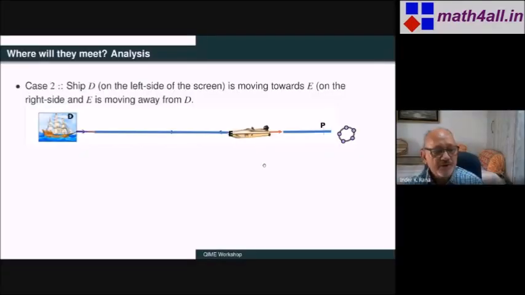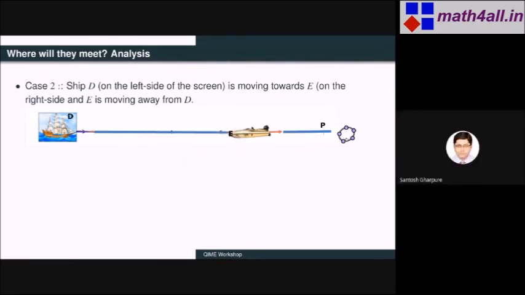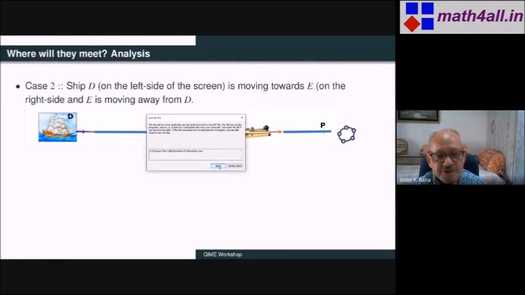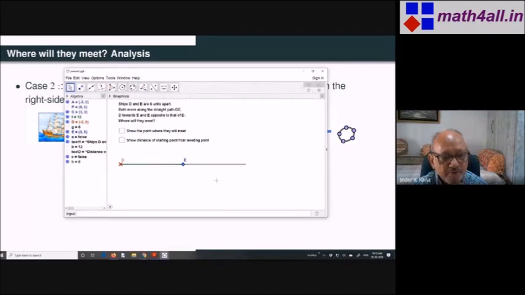In GeoGebra, the problem we are looking at is D is moving towards E and E is moving away from D. So the point P where they will meet, we were trying to see it in GeoGebra. So we are looking at the GeoGebra animation for this problem. D is moving towards E, E is moving away from D, and so at some time point D will meet E, and that is the point P where they meet.